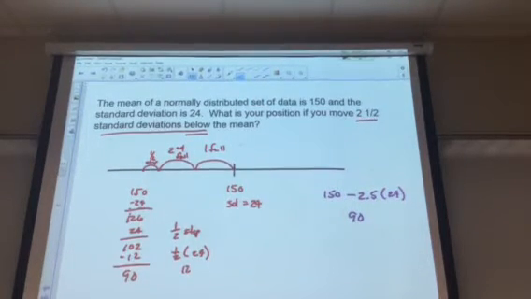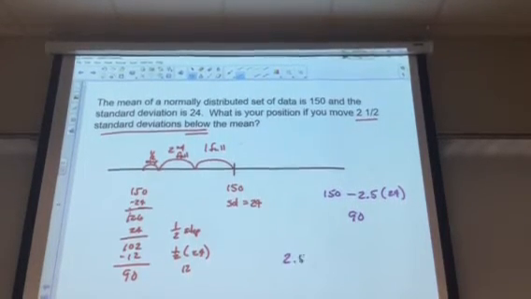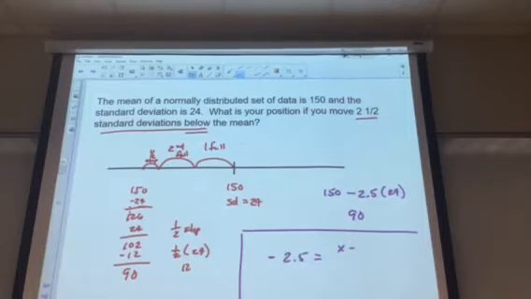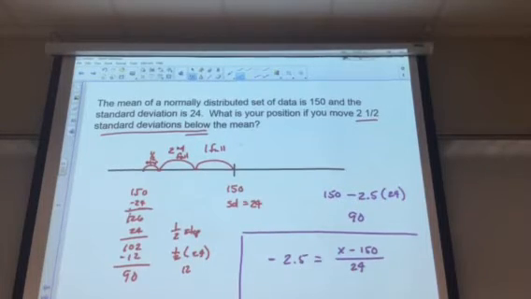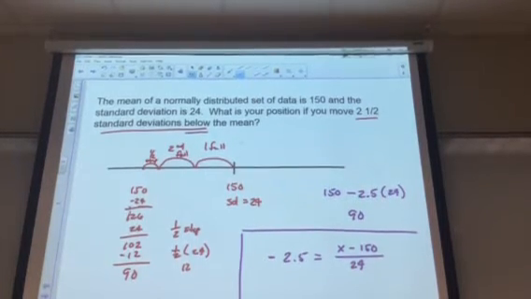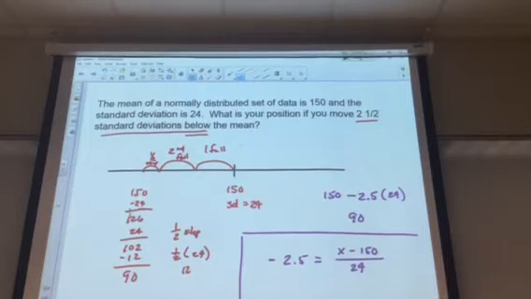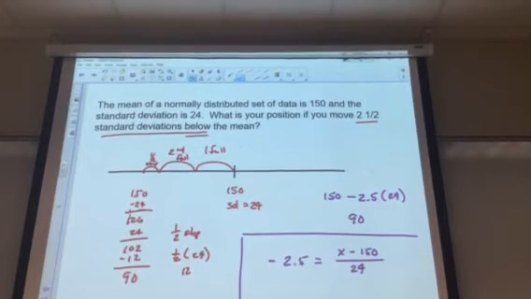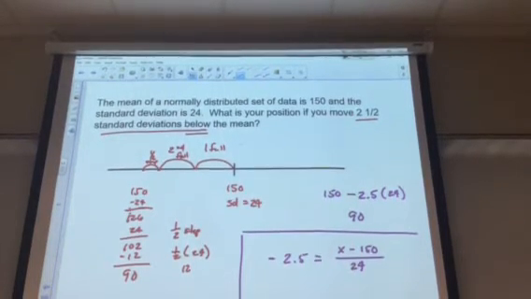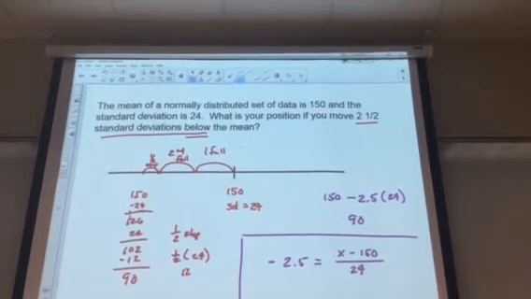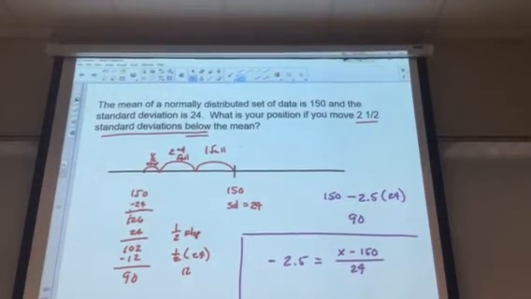What's your position if you took 2.5 standard deviations away from the mean, where a standard deviation step was 24? There's the formula. The formula is solving an equation. And that's part of the reason why we did some solving of equations at the very beginning, because we didn't know where you were going to feel comfortable.